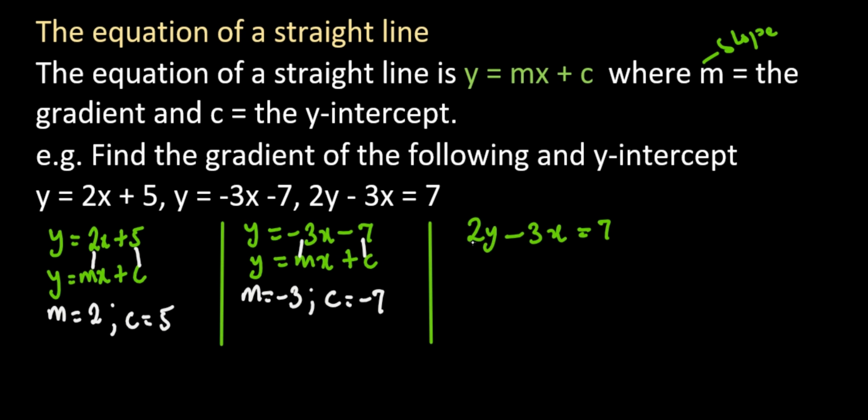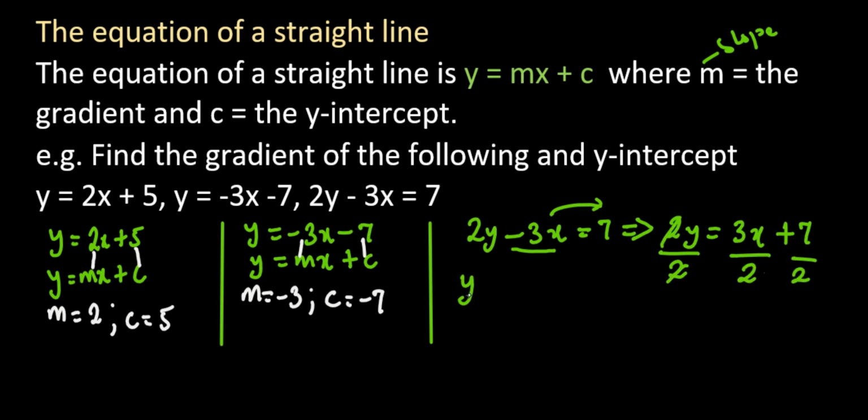The third one is 2y minus 3x is equal to 7. In this case, we have to make y the subject of the formula. So we take the minus 3x to the other side, and it becomes 2y is equal to 3x plus 7. I will now divide everything by 2: 2y divided by 2, 3x by 2, and 7 by 2. So we have y is equal to 3x over 2 plus 7 over 2. So the equation of the straight line is y is equal to mx plus c.